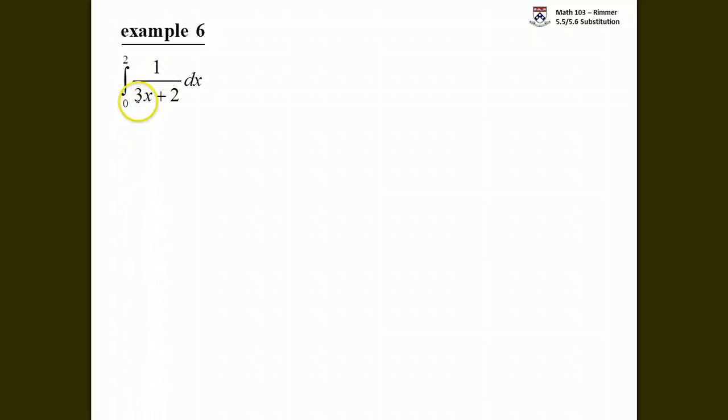But it's not. It's undefined at negative 2/3, and so this should be good. We should be able to find this function's area between 0 and 2. We should be able to find this area here under the curve, y equals 1 over 3x plus 2, 1 over the denominator. When x is 0, y is a half, and then when x is 2, it turns out that y is an eighth.